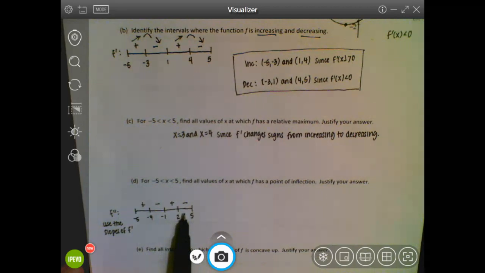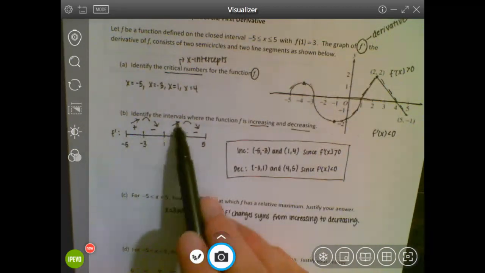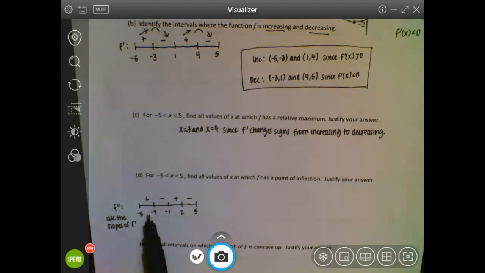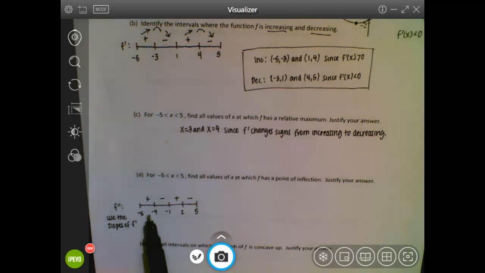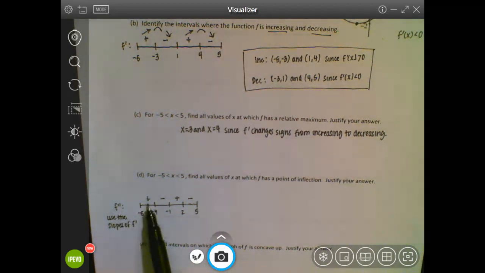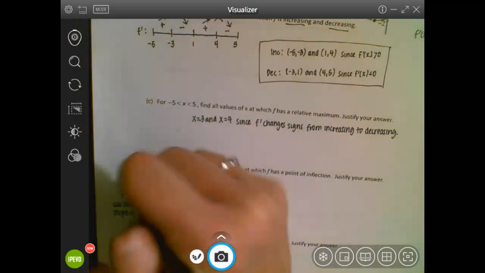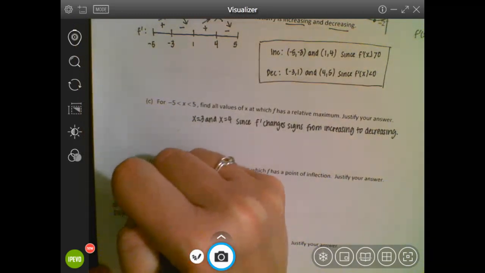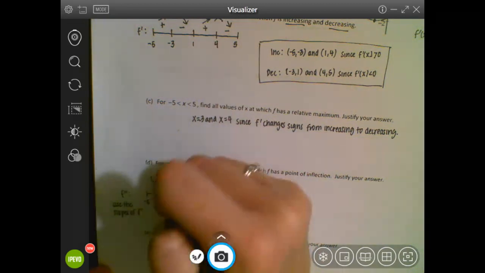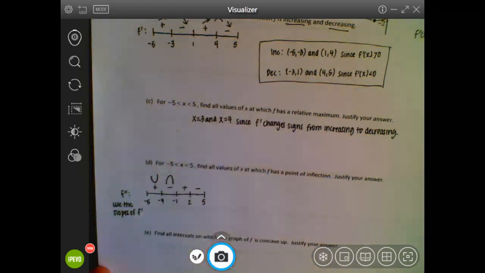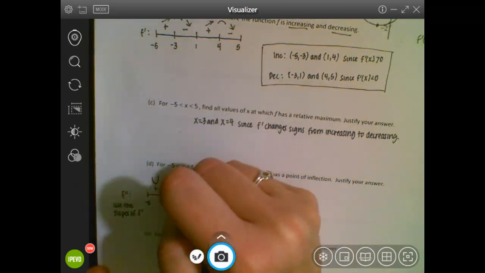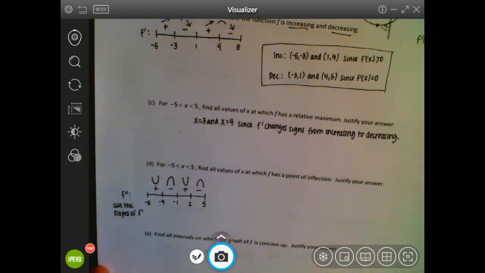So since we're talking about concavity here, like we put little arrows indicating increasing and decreasing for the first derivative, what I like to do for my f double prime is actually make the concavity. We know that if f double prime is positive, we're going to be concave up. If f double prime is negative, we're going to be concave down. So what this means is that from -5 to -4, we're concave up. From -4 to -1, we're concave down. -1 to 2, concave up. 2 to 5, concave down.